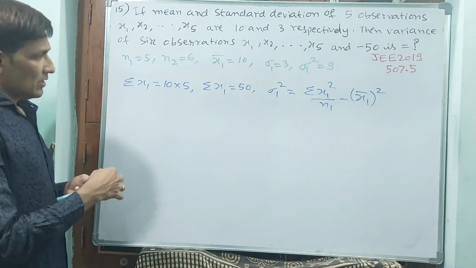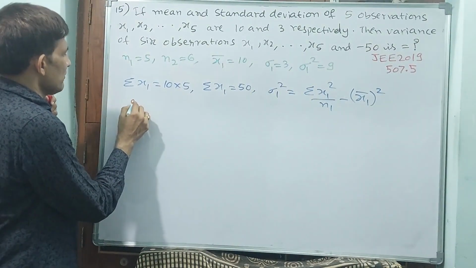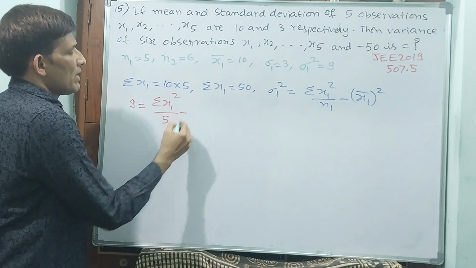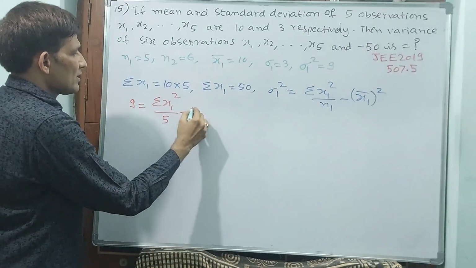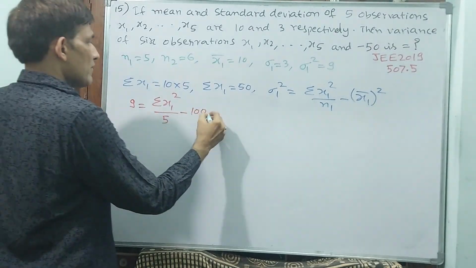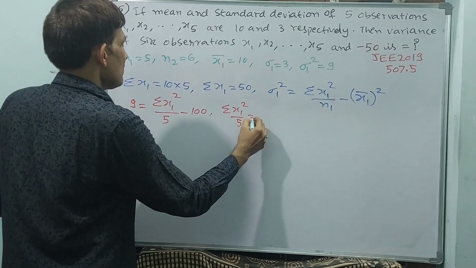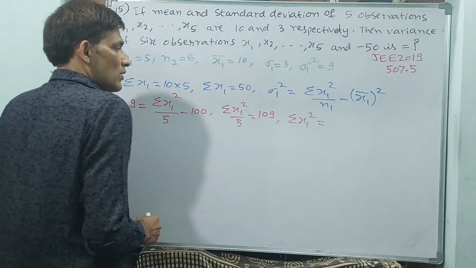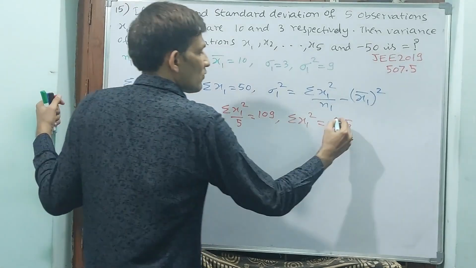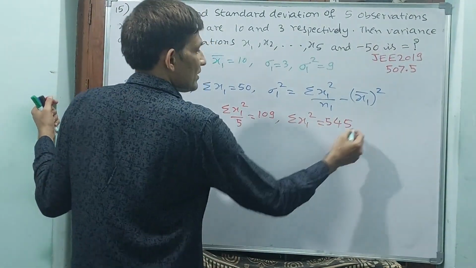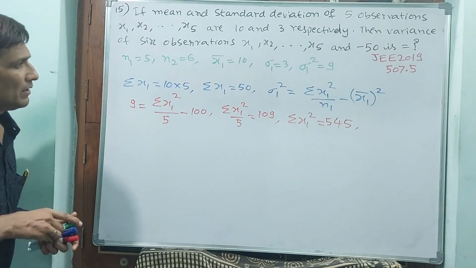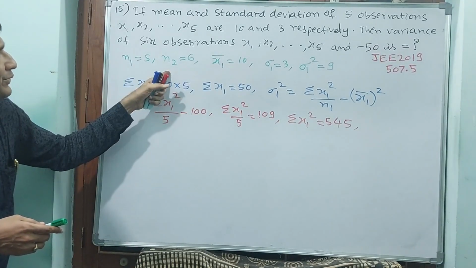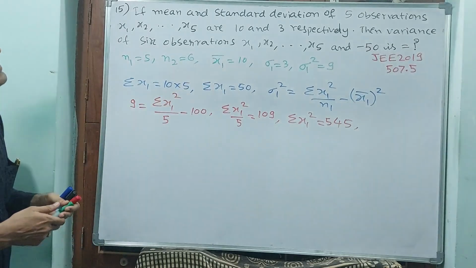Okay? Now, see, sigma 1 square, 9 they have already given. 9 is equal to sigma x1 square, we don't know, but n1 we know, 5, minus mean we know, mean is 10 square, that means 100. And sigma x1 square by 5 is equal to 109, or else sigma x1 square is equal to 545. Okay, sigma x1 square also you have got. Now what else do we require? Sigma x1 you know, sigma x1 square you know, n1 you know, x1 bar you know. Okay, now proceed for the second one.